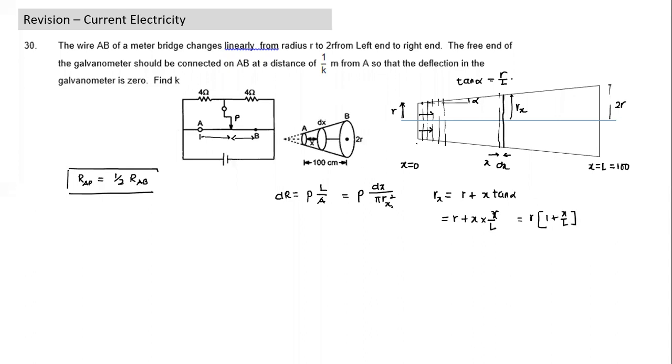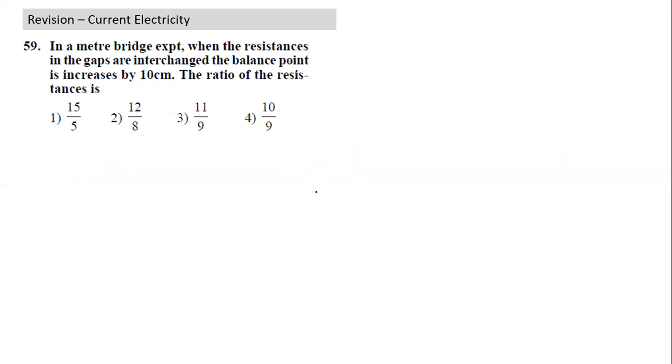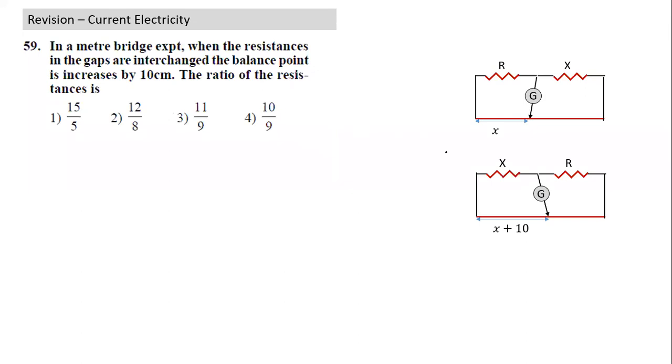Once I have rx, I substitute it into dr. So the resistance from 0 to x will be the integration of dr from 0 to x. You can find the resistance. This question is also to help you understand how to calculate the resistance of a conductor of varying cross section. These are simple questions on position interchange, and how it will happen here.